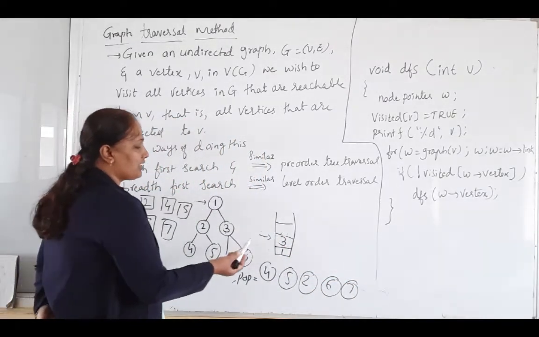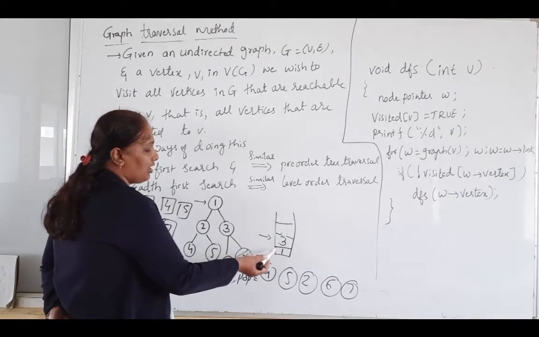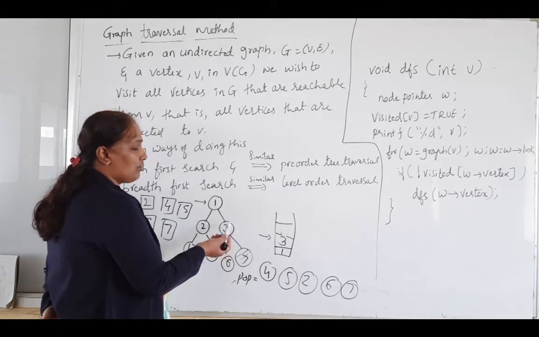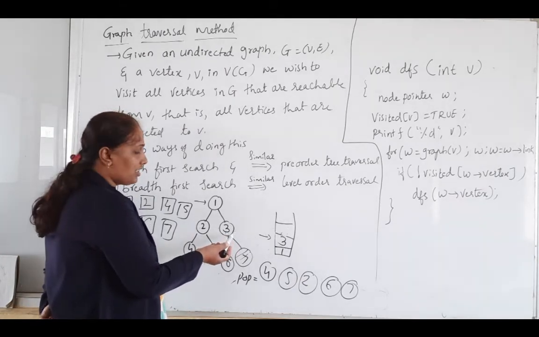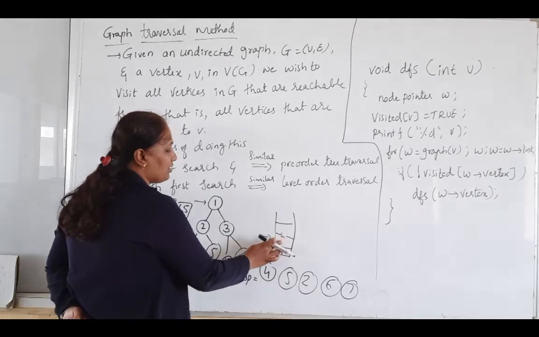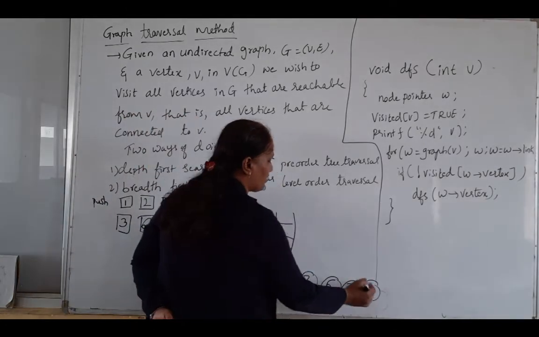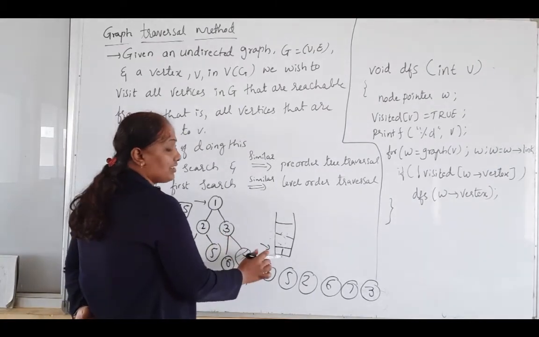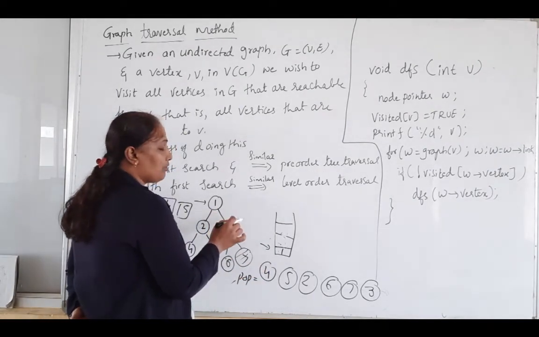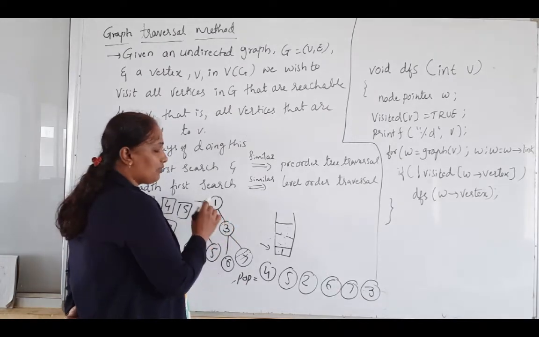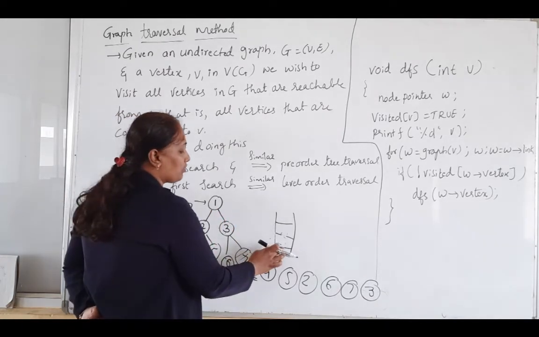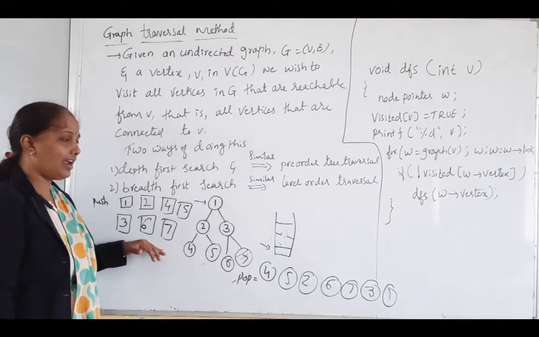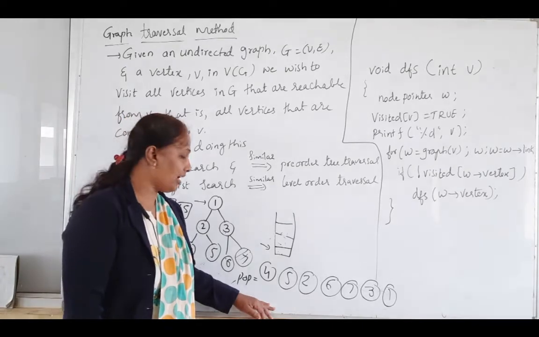Next, what is the top of the stack? It is 3. Now I will check any other vertices left out which are connected from this vertex 3 and which are not yet visited. No. So I will pop this from the stack. Next, what is the top of the stack now? It is 1. Are any other vertices left out which are not yet visited from vertex 1? No. So I will pop this from the stack. So this is the push order that I get, and this is the pop order I get.